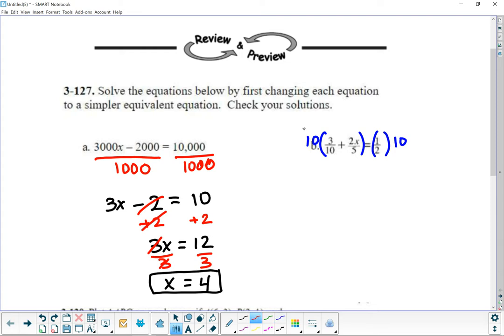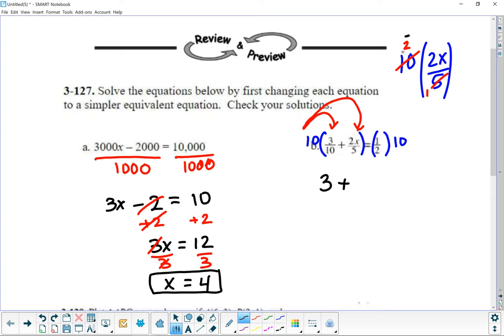Okay. So 10 times 3/10 just makes 3 plus, and then 10 times 2x over 5, and if I write it down like that, so 10 times 2x over 5. Okay, and what you notice is that the 10 and the 5 could cancel, right? 5 goes into 10 2 times, and 5 goes into 5 1 time. So you really have, for the second term, 2 times 2x divided by 1. Okay, or just 4x.